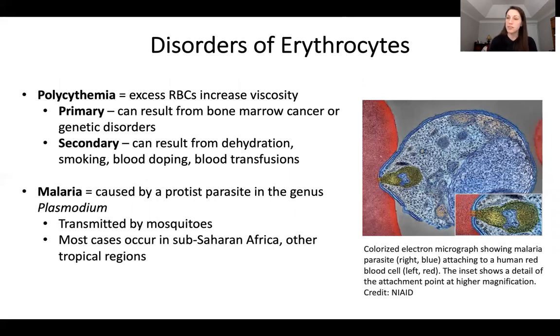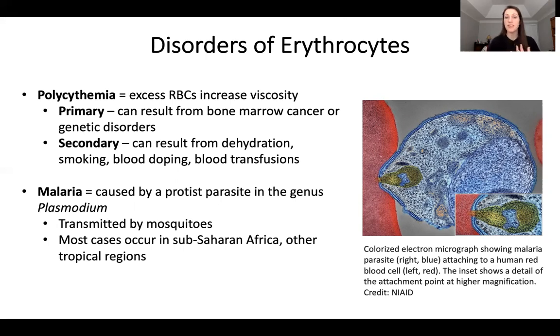Polycythemia is kind of the opposite of anemia. It just results from excess red blood cells in circulation. And if you'll recall back from the beginning of the chapter when we talked about the properties of blood and we talked about viscosity, remember viscosity has to do with the ability of a liquid to flow smoothly. So the thicker and less easily flowing a fluid is, the more viscous it is. So too many red blood cells can increase that viscosity, and it can make it more difficult for blood to flow through your vessels.